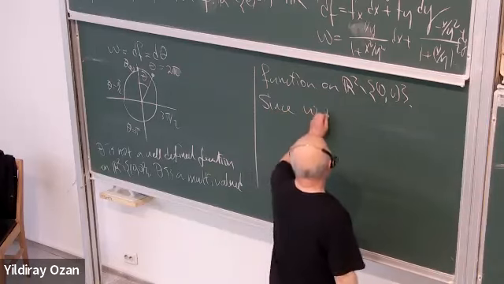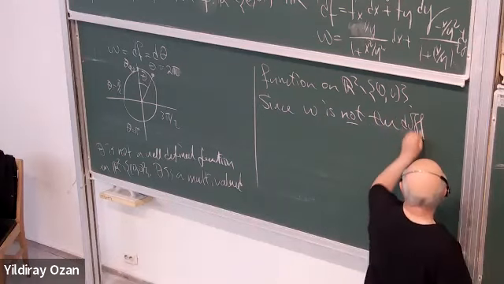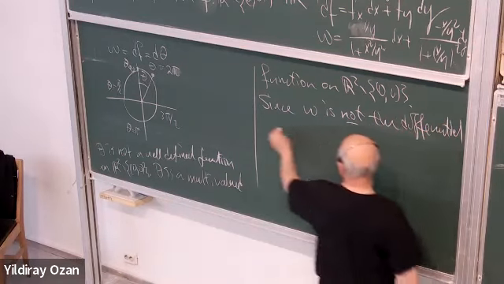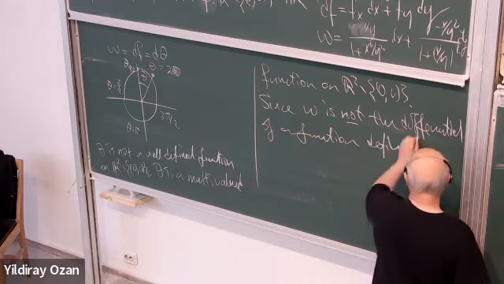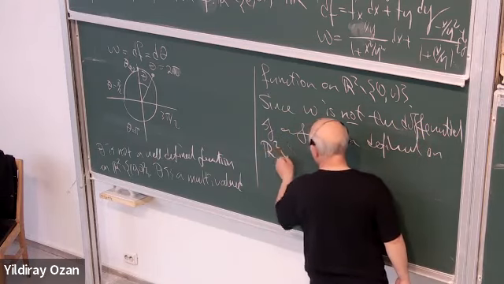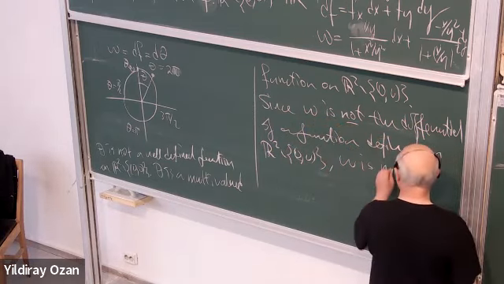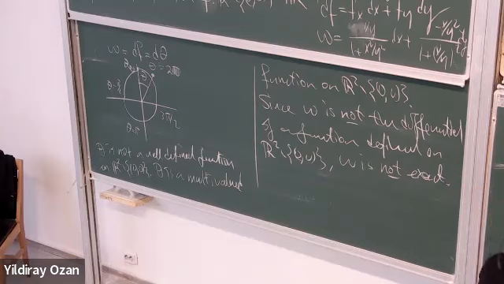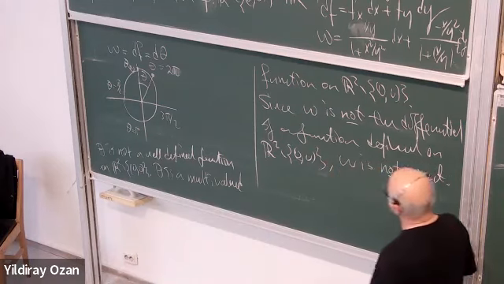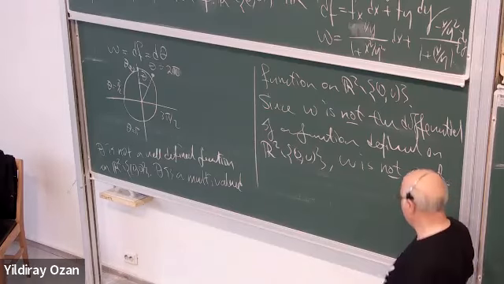Since omega is not the differential of a function defined on R2 minus 0, omega is not exact. Okay. Actually, it is, you know, the only non-exact closed one form, basically, on R2 minus 0.